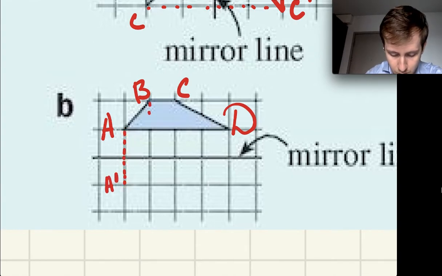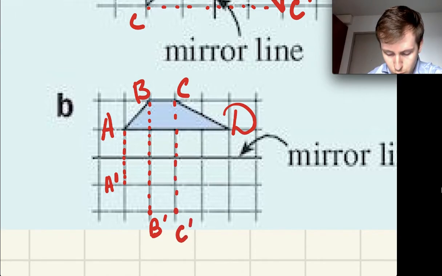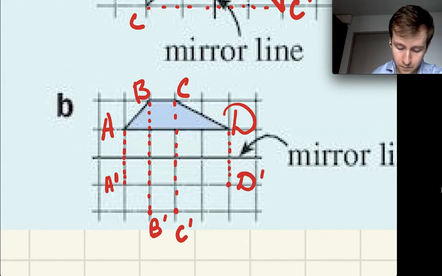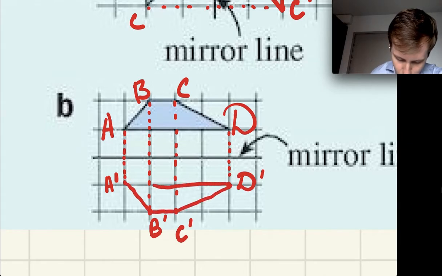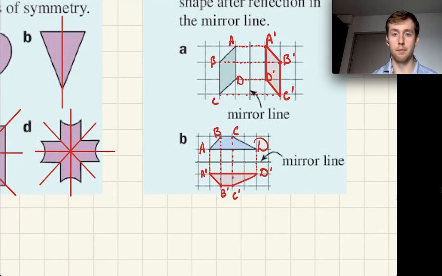B reflected is 2 cages away, just like B. C reflected. Sometimes you don't have to draw all the points, you can kind of guess where they're going to be, especially if there's a lot of them. And this is our reflected shape after all. Something like this. Okay, that's how you do the reflection.